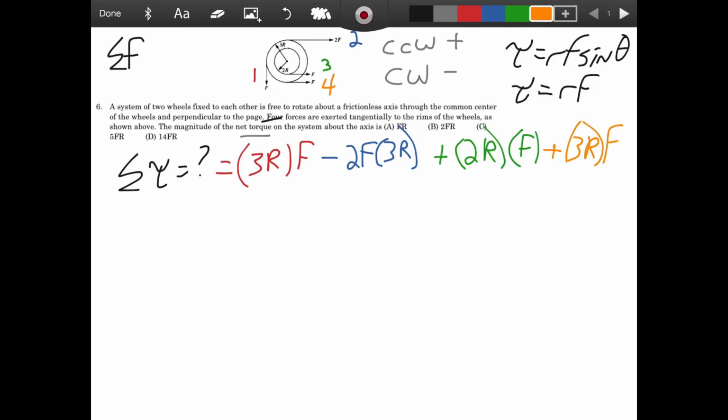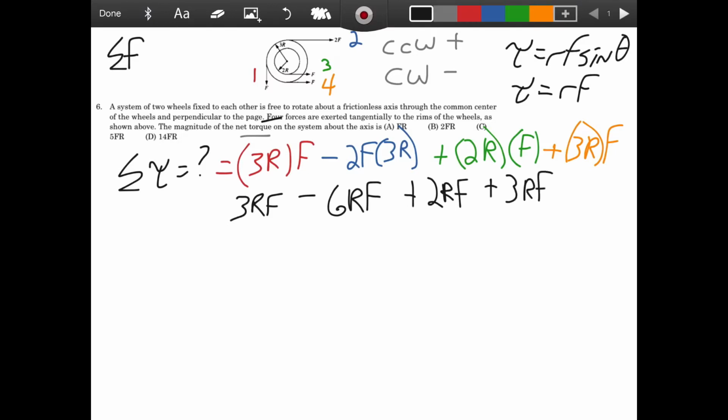So now we're just going to multiply out and see what we get. So 3RF minus 6RF plus 2RF plus 3RF. So the 3 combines with the 2, 5 plus 3 is 8, minus 6. We should get 2RF, or choice B.